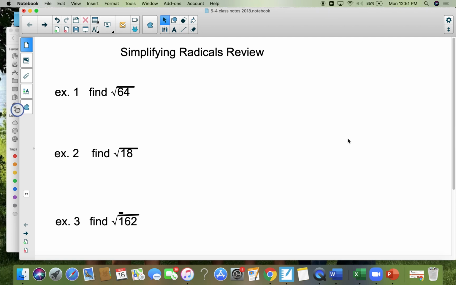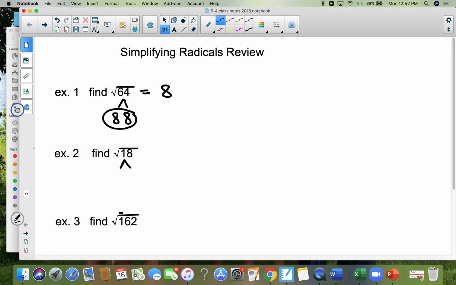Okay, the first page is what we've already learned in day one and day two on radicals. I'm just gonna review these with you. So basically 64 is made up of 8 times 8, and for every 2, I can take 1 out. I'm just quickly reviewing this that we already spent a couple of days on.